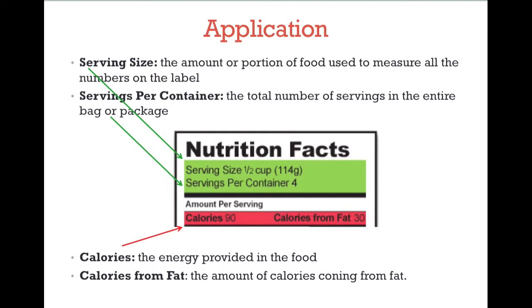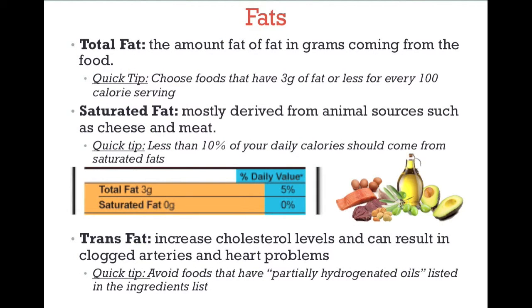Calories are the energy provided in the food. The average person needs 2,000 calories each day, but everyone has different needs depending on age, sex, and activity level. A teen who is very active needs more calories compared to one who is not. Calories from fat is the amount of calories from fat. Generally, about 30% of your calories for the entire day should come from fat. Therefore, if you eat 2,000 calories, 30% would be 600 calories from the fat in one day.